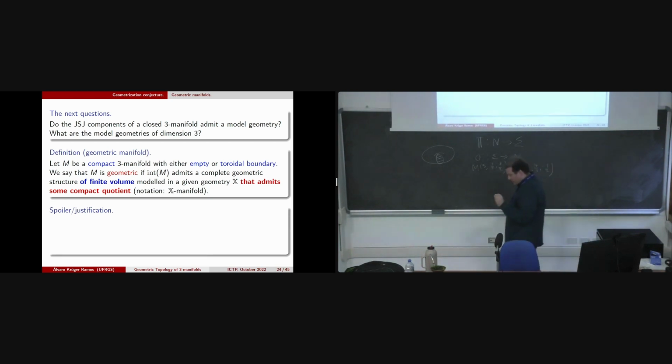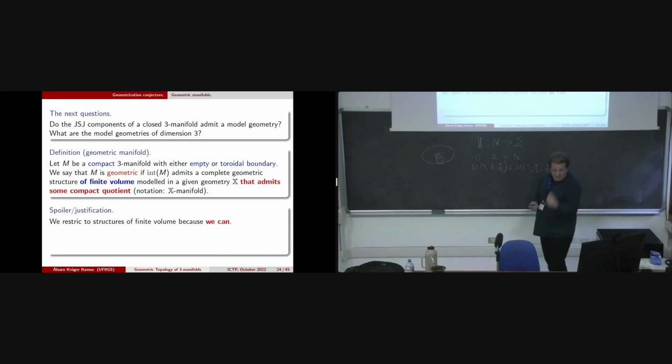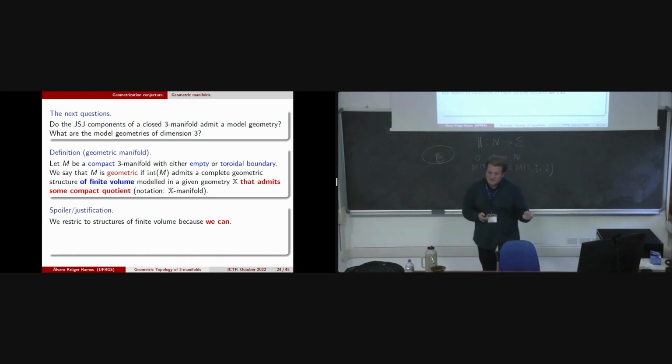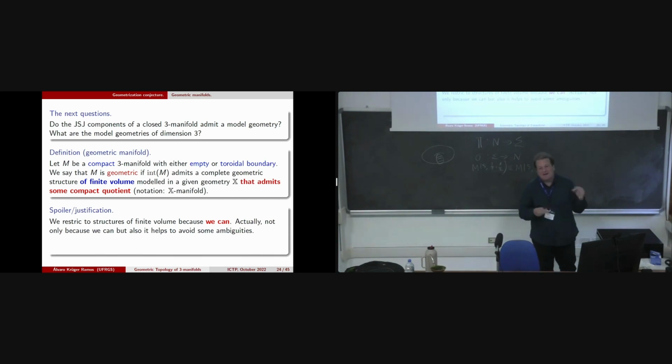Let me give you a spoiler and also a justification of why we have these extra assumptions to call something geometric. We restrict to finite volume structures because we can. Basically, yeah, not really. Not only because of that, but also because when we restrict ourselves.